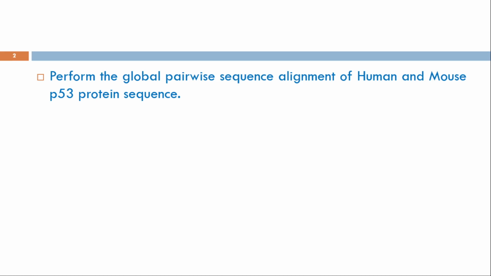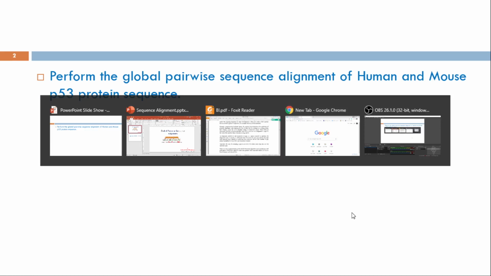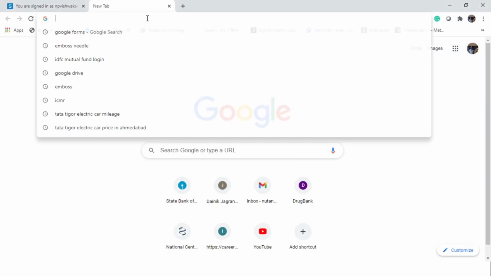For global pairwise sequence alignment, first of all, you should have two sequences. Either you already have the sequences with you, or if you don't have the protein sequences or DNA sequences available in Notepad, first you have to go to the concerned database and retrieve those sequences. So here I need the P53 protein sequence of human and mouse. For that, I have to first retrieve the concerned sequences from the database.